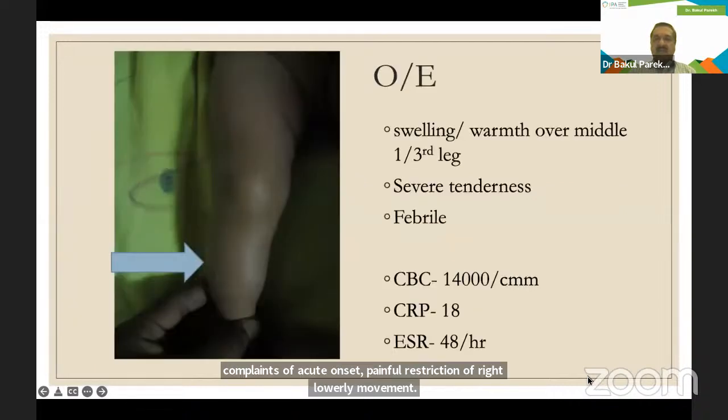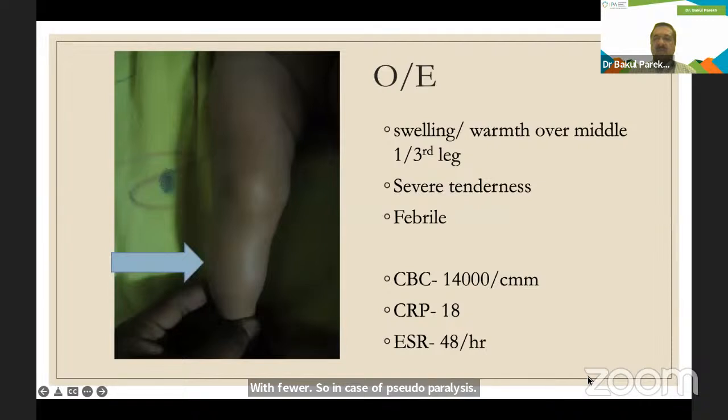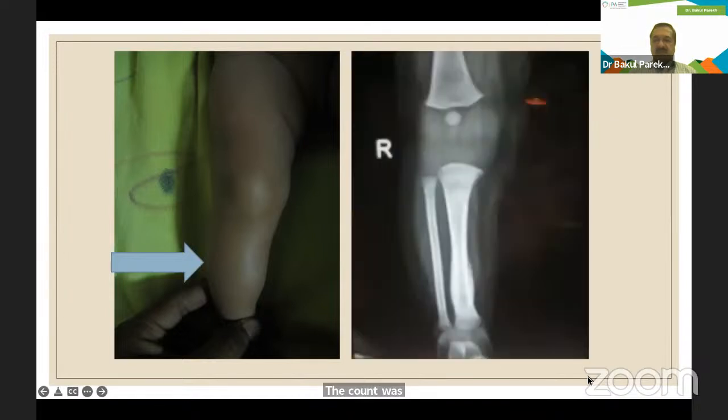And this was the picture where there was swelling and warmth over the middle 1/3 of the leg, and there was severe tenderness and fever. So naturally, we'll think of infection because signs of inflammation are there. And the child is febrile. So whenever there's fever, we always think of infection, though we know that all the fevers are not infective. The count was 14,000, CRP was 18, and ESR was 48. So they were slightly raised.